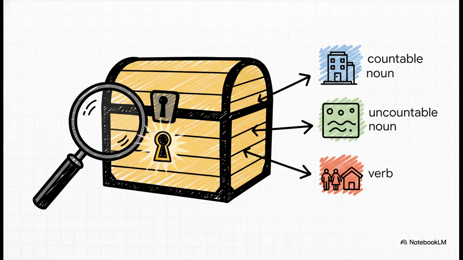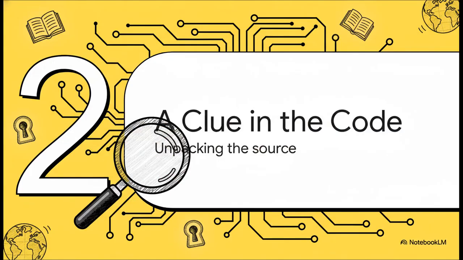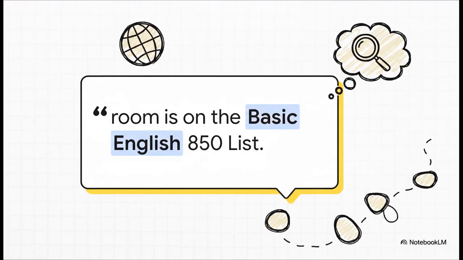But honestly, that's just the warm-up. There's this little clue, a single sentence hidden away in the dictionary entry that's going to blow this whole thing wide open. Okay, let's dive into this clue I found buried in the Wiktionary source. It just looks like a simple note, right? But trust me, it's the key to the entire story we're unpacking today. Here it is. Just this one line, right at the top of the entry. Room is on the Basic English 850 list.